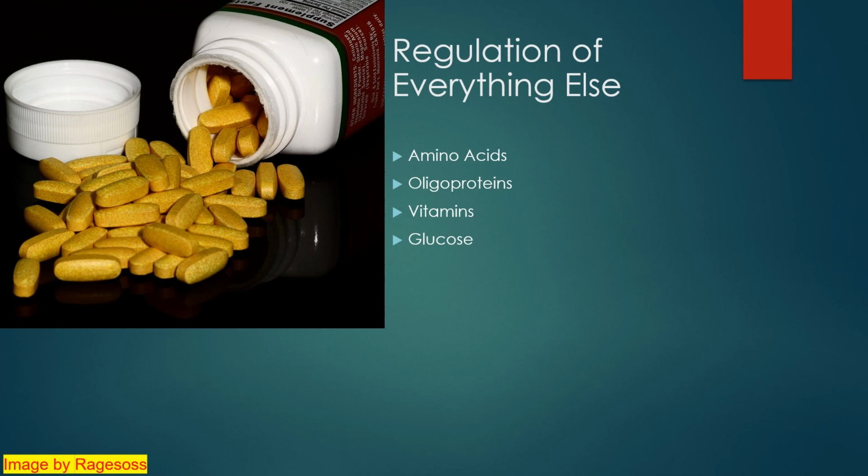We shouldn't really be seeing any amino acids or oligoproteins. Well, what the heck is an oligoprotein? Okay, so an oligoprotein is going to be a short protein. It only has a few amino acids in length. Okay, and then our vitamins and glucose. Once again, we're going to be absorbing these things pretty much as fast as we can. There are going to be some exceptions to the vitamins, particularly your water-soluble vitamins, but that's another topic for another day.